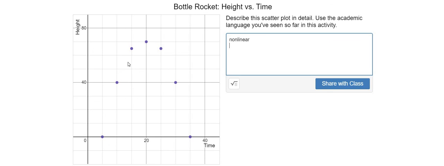Does it form a certain pattern? I would say that it is a strong relationship. Can we say that it's positive or negative? Well, no, because as it's going up, there's a positive relationship, but as it's coming down, there's a negative relationship. So you wouldn't say either positive or negative.